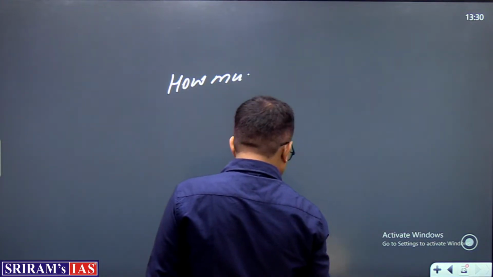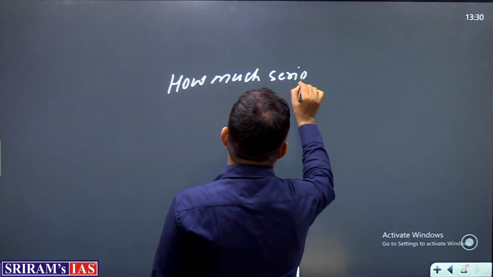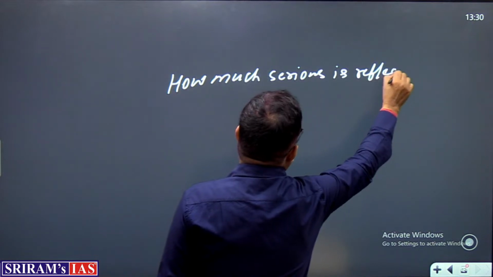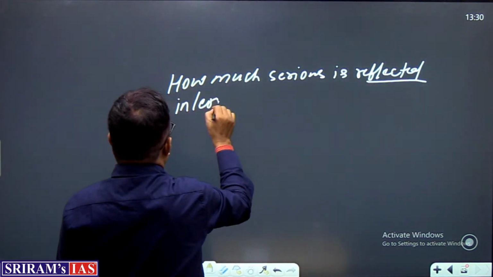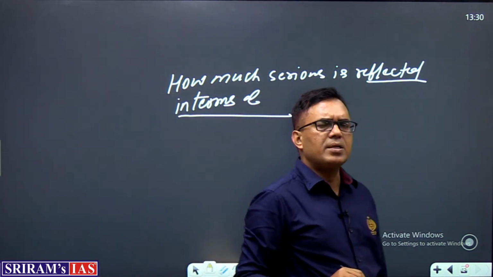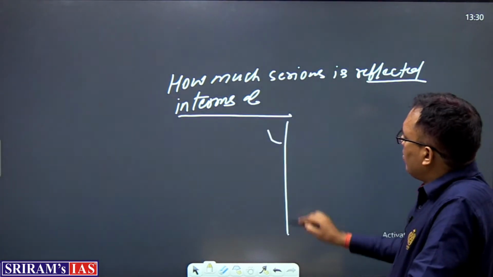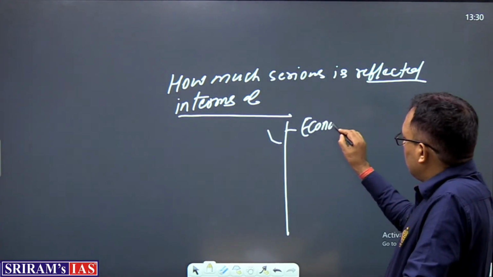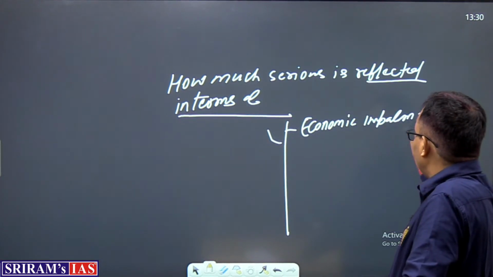or we can say, how serious is it, and how is it reflected? Generally what we find is that it is reflected in terms of economic imbalance, first one.